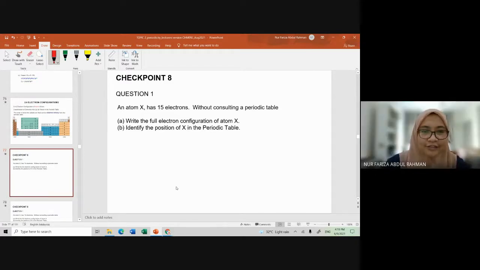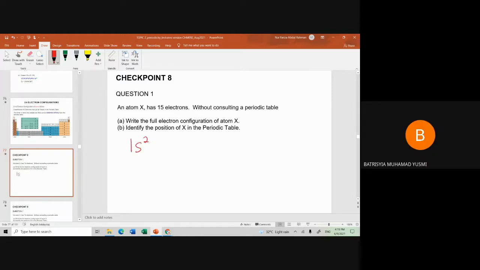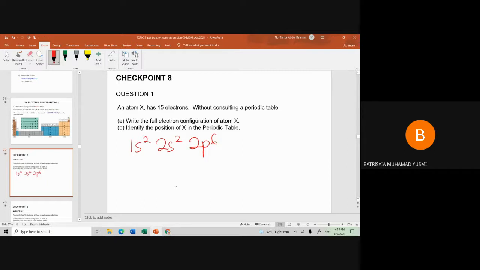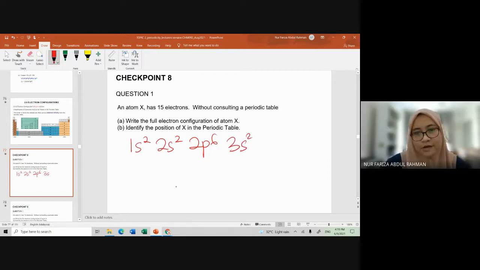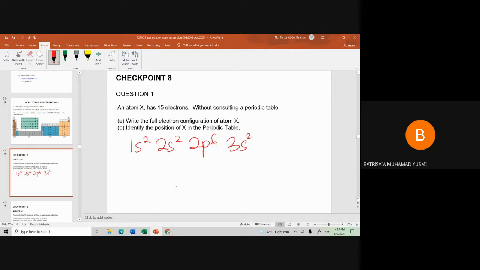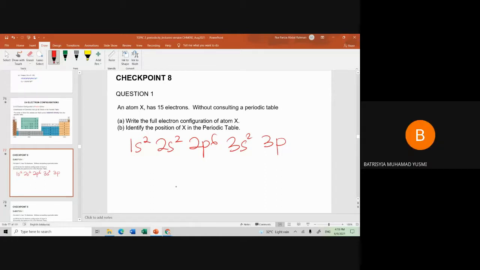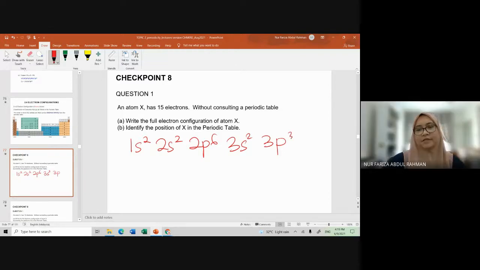Okay, so read out your full electron configuration for atom X. 1s2, 2s2, 2p6, 3s2, 3p3. Okay, alright.